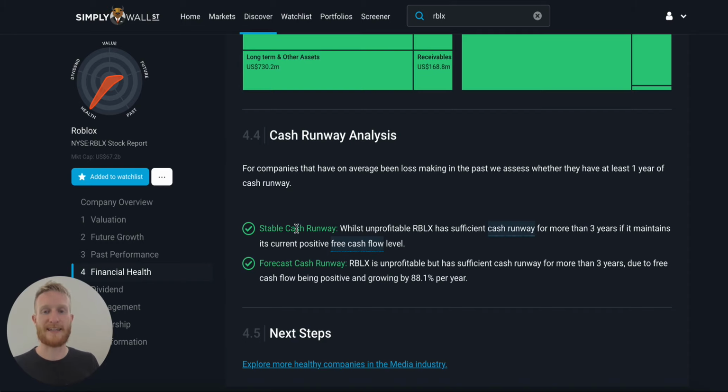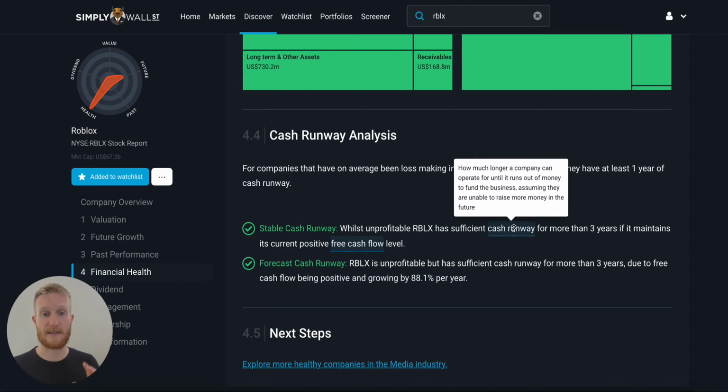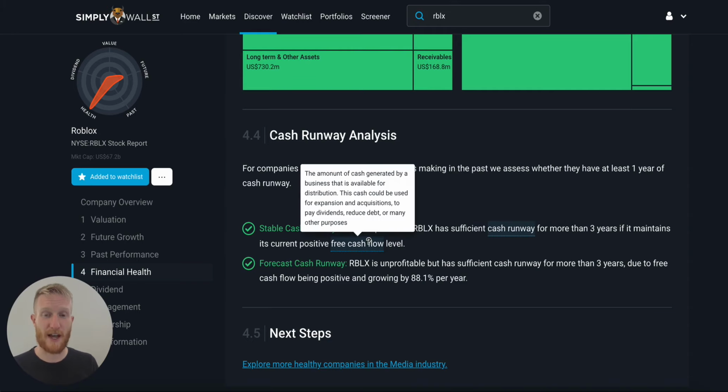And so we can actually see here this business, which is Roblox, has a stable cash runway and forecast to have a cash runway. So in this case, the company is unprofitable. If you look at the future growth and the past performance, it's not generating a profit. However, it has sufficient cash runway in the sense that it actually has positive free cash flow right now.